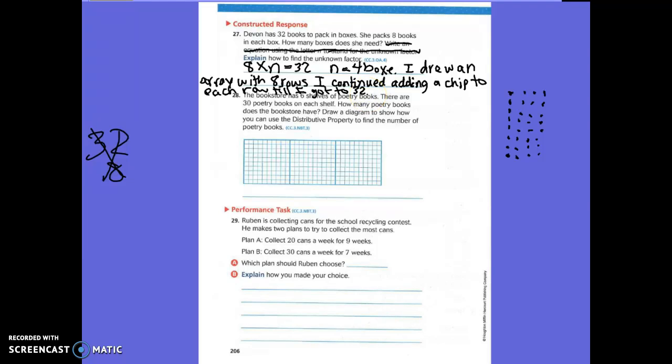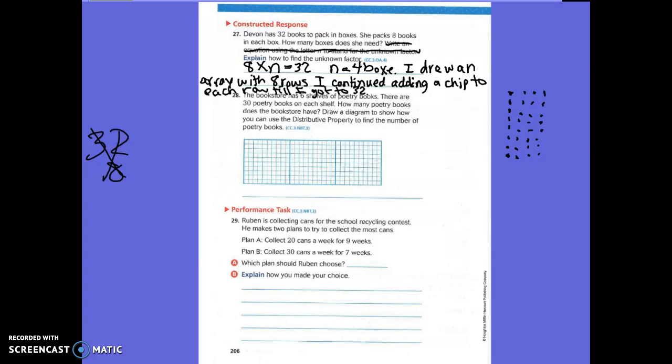Number 28, let's read the problem. The bookstore has 6 shelves of poetry books. There are 30 poetry books on each shelf. How many poetry books does the bookstore have? Draw a diagram to show how you can use the distributive property to find the number of poetry books.